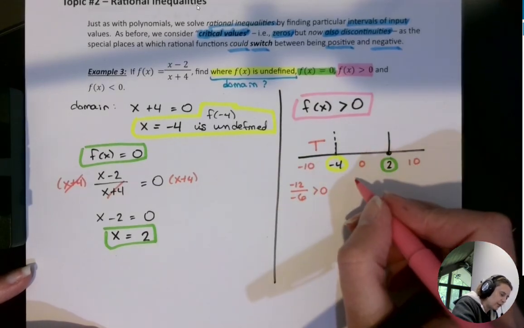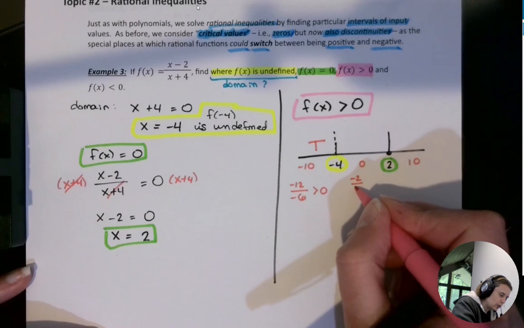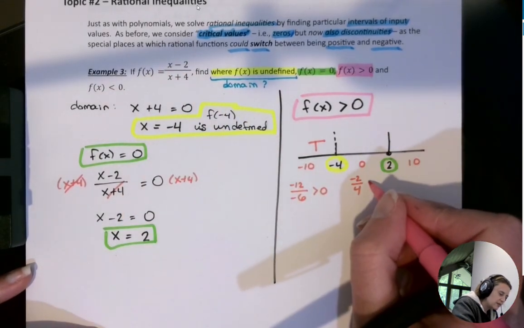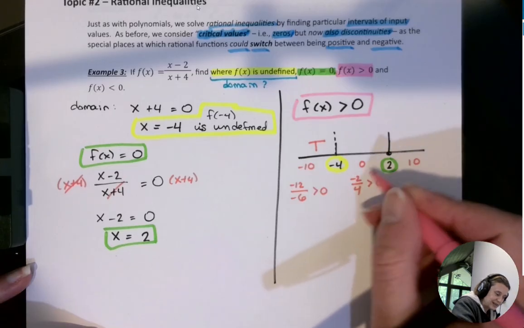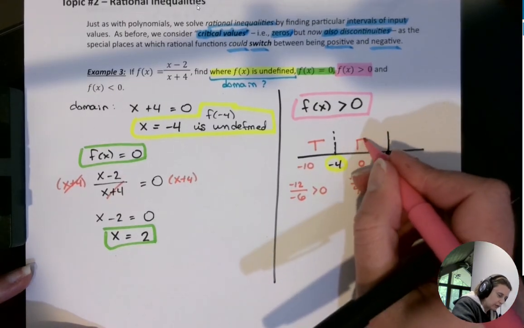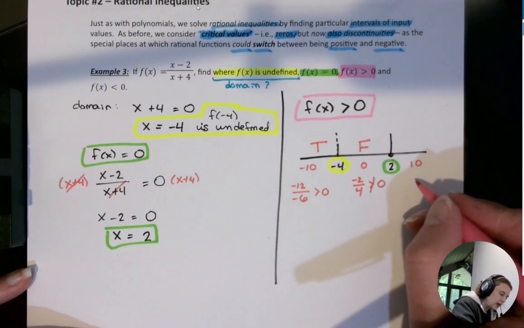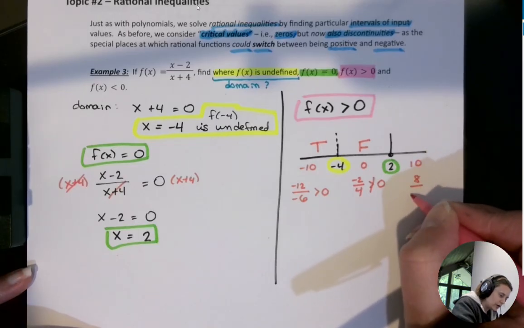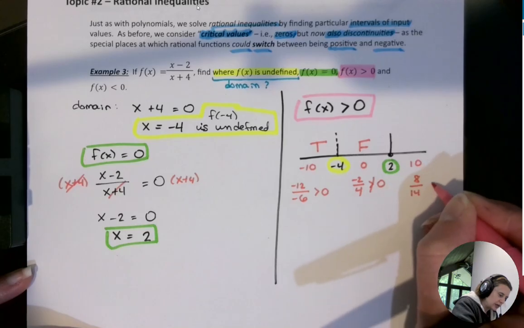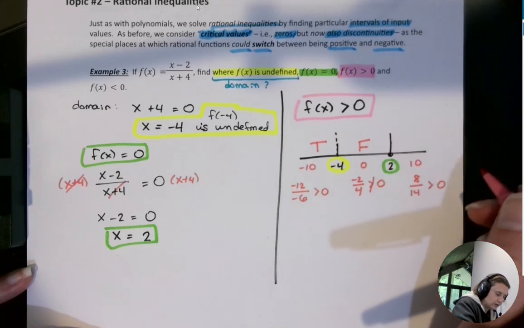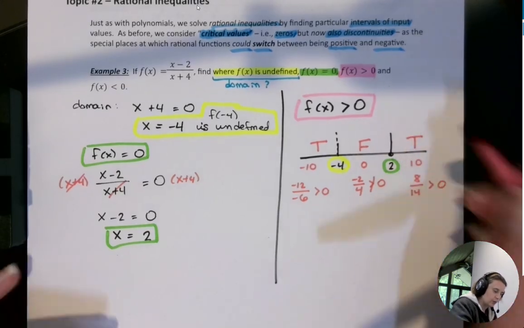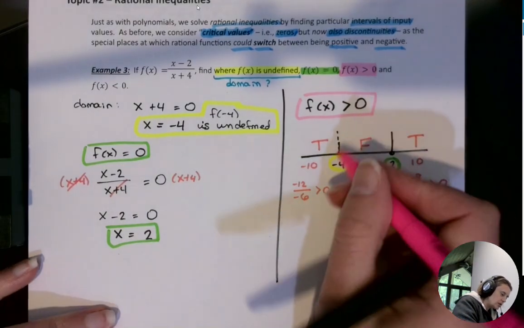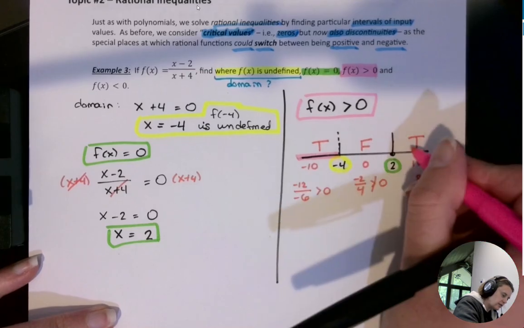If I plug in 0, I have -2 over 4. 0 minus 2, 0 plus 4. Is this greater than 0? It's a negative number, so it is not greater than 0, so that's false. If I plug in 10, I've got 10 minus 2 is 8, over 10 plus 4 is 14. That's definitely positive. It's greater than 0, so that's going to be true. So our solutions are going to be on these sides here.